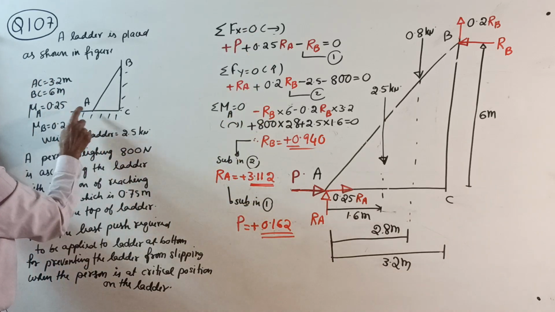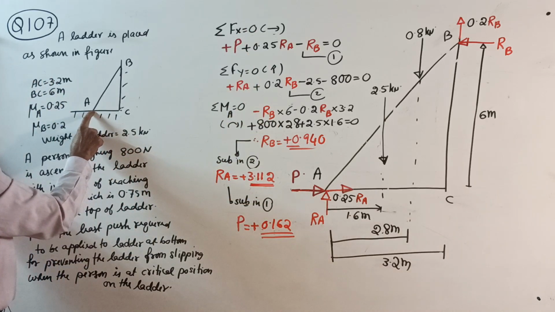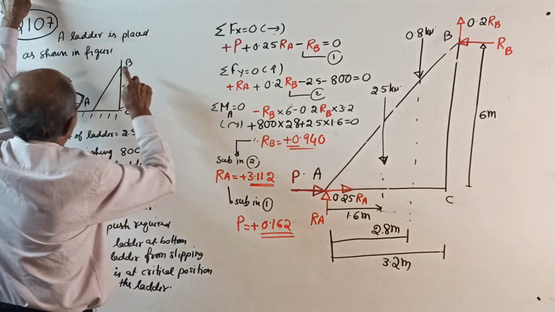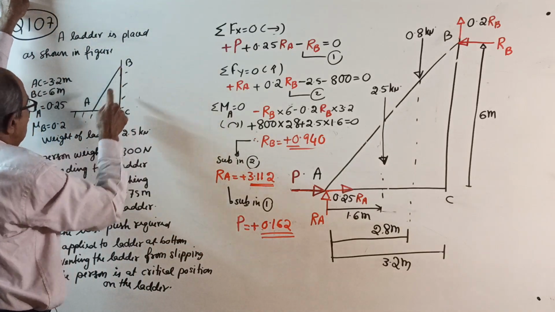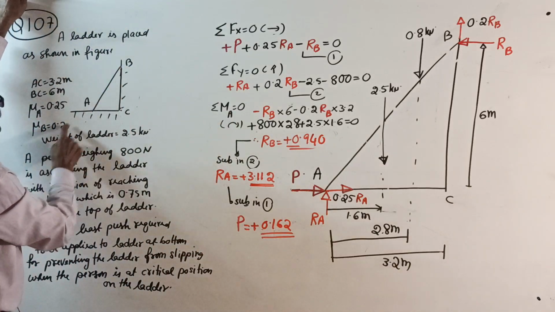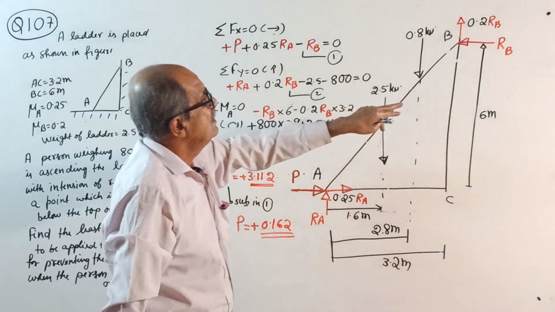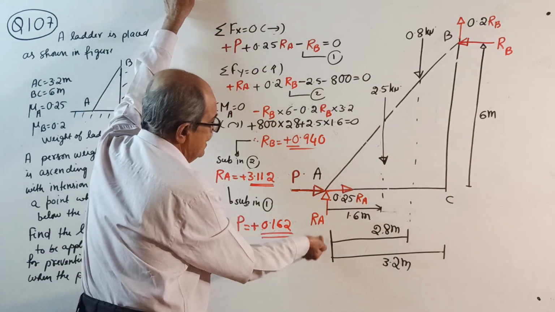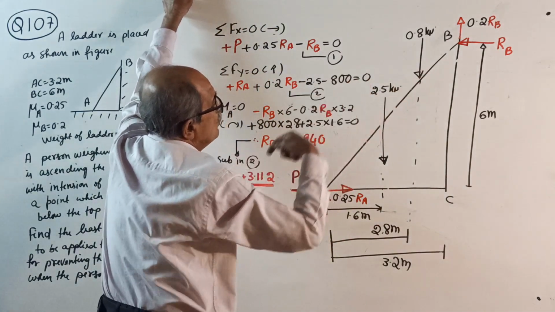Then mu at A, they told, is 0.25. That's why 0.25 RA here. Mu at B, how much did they tell? 0.2. That's why 0.2 RB. As usual, you have to write RA is normal reaction, RB normal reaction.